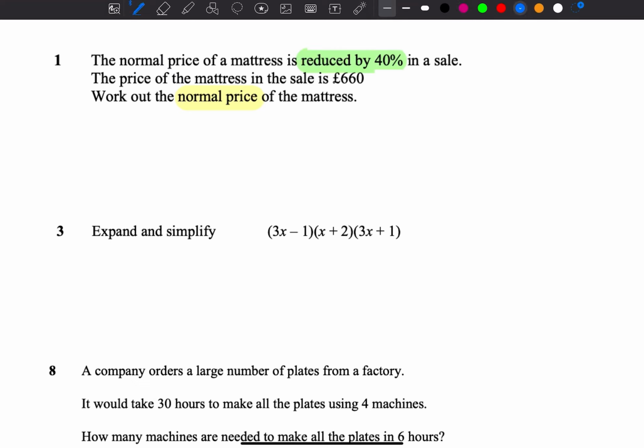Okay, so we've got a reverse percentage question here. It says the price is reduced by 40%. So remember, you start at 100% and reduce means take away 40, that's 60%, which as a decimal, you divide by 100, is 0.60. This is your sale price and you want the normal price. The sale price is 660. It's not times, it's divided by 0.60. So the original price or the normal price is £1,100.